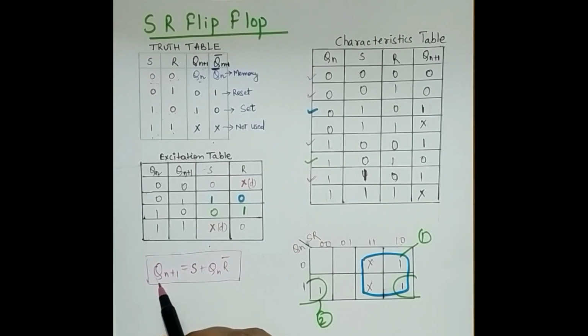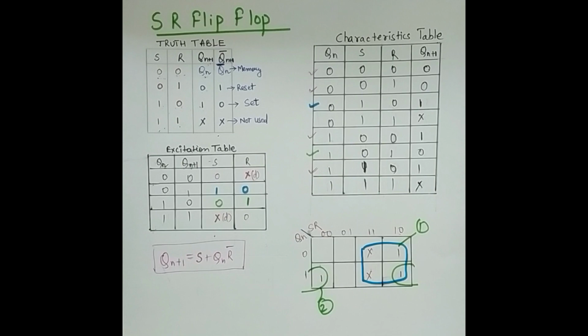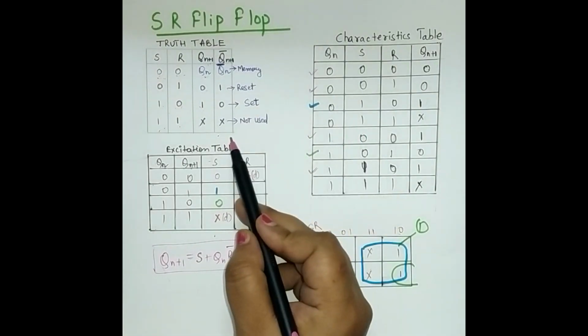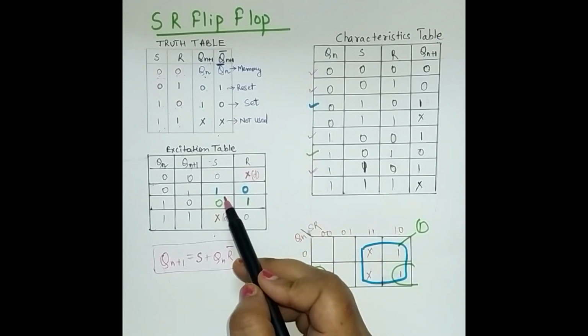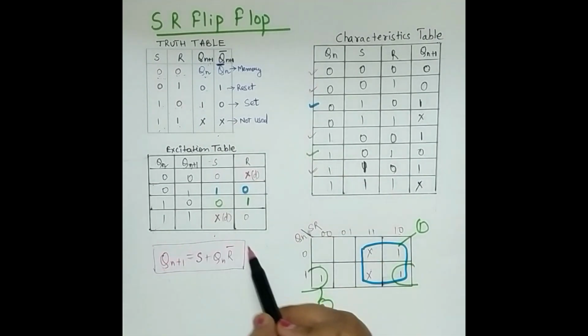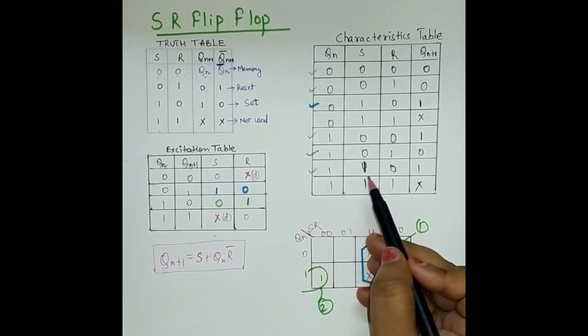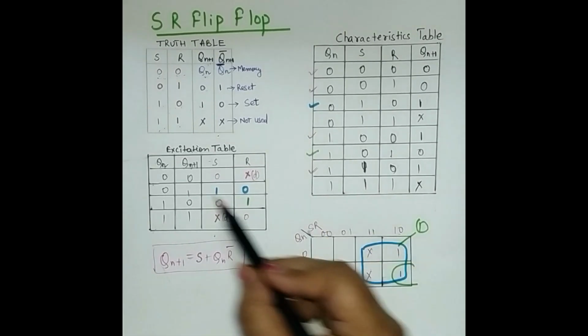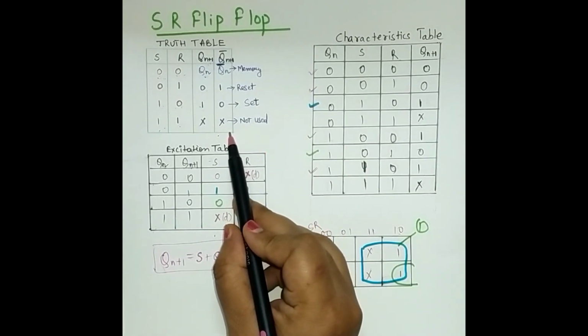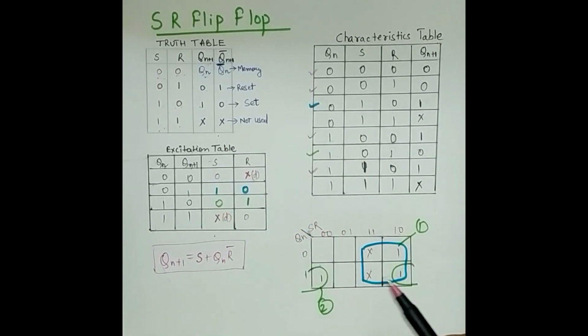Okay, so hence we have learned here how to find the characteristics table from the truth table, and how to find the excitation table from the characteristics table, then how to find the characteristics equation from the characteristics table. So overall, which is the most important table? The most important table is the truth table. Okay, so in the next class we will discuss another type of flip-flops.